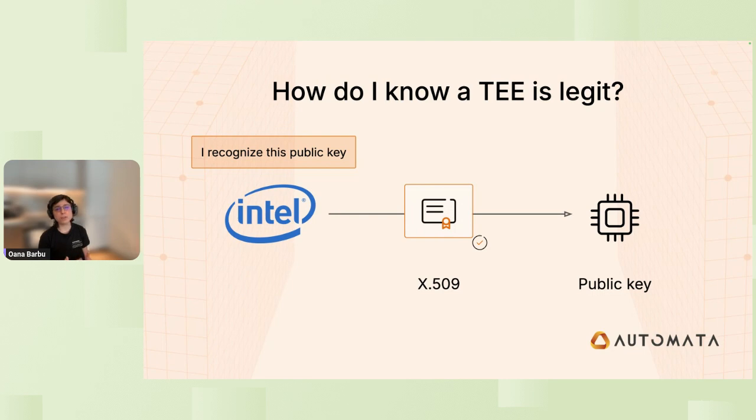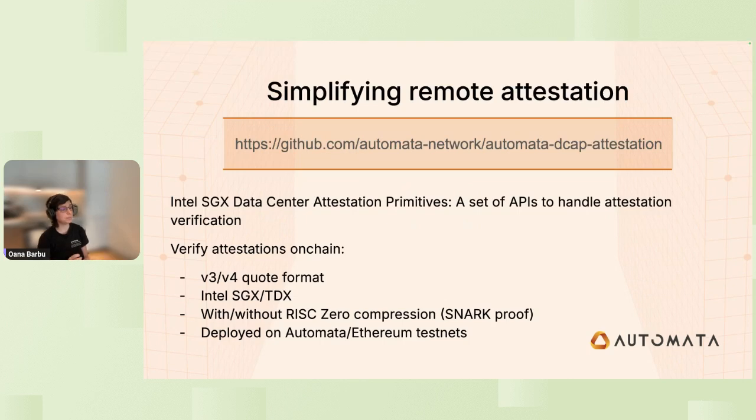And actually, when we verify an attestation report, we verify that all the certificates are legitimate and up to date, and so the chip is legitimate. And we basically implemented a library that allows us to verify this attestation on chain.